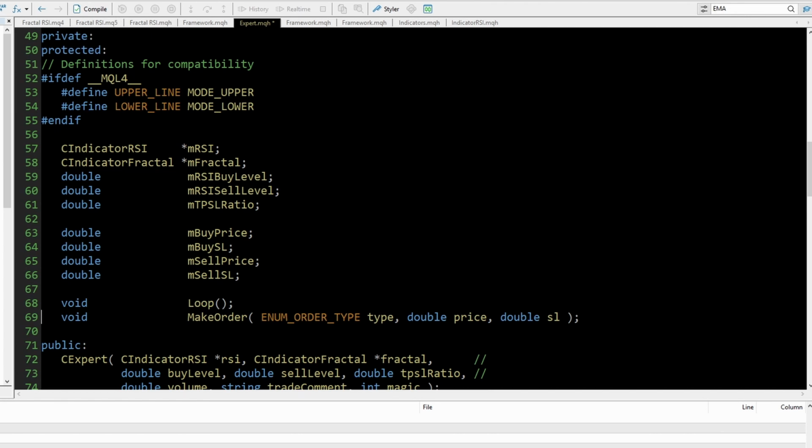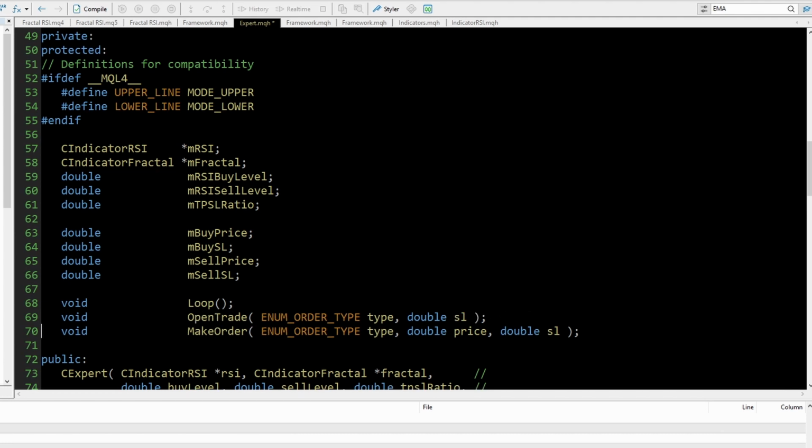Now, the make order function placed order type buy stop or sell stop. Instead of that, I'm going to be placing trades directly, so I'm just going to replace that with a function. I'm going to call it open trade. This only takes the type and stop loss, which in this case is a distance. So when I call this, I'll be passing the difference between the buy price and the buy stop loss, or the difference between the sell price and the sell stop loss. So I don't need an actual price for placing the trade because these will always place trades at the current market price. So just get rid of this make order.